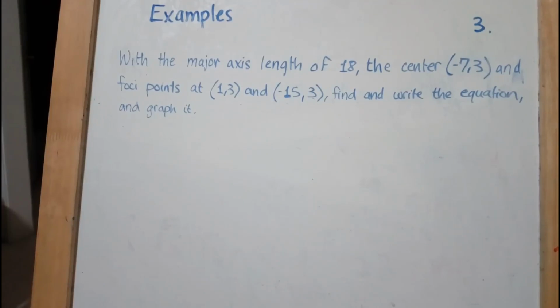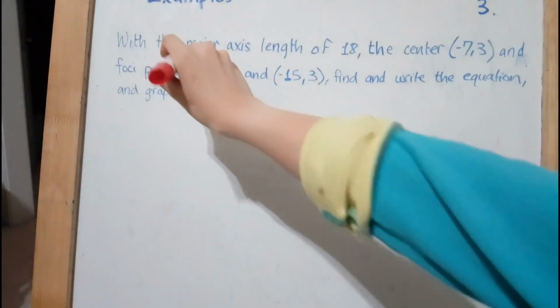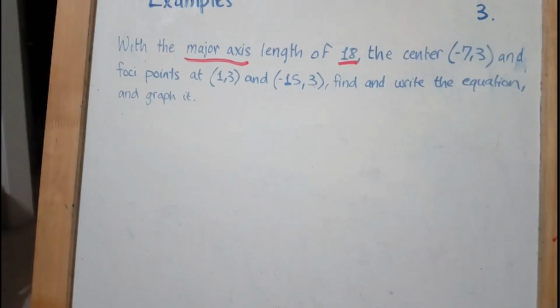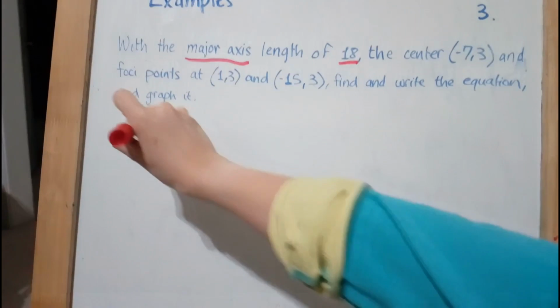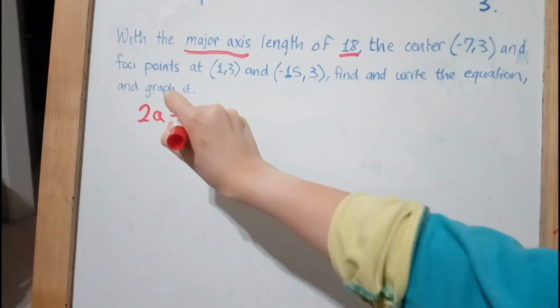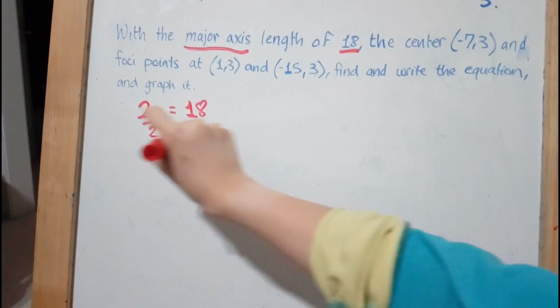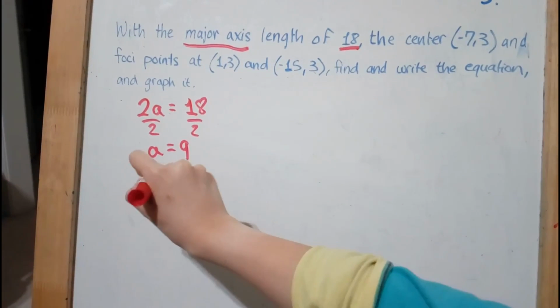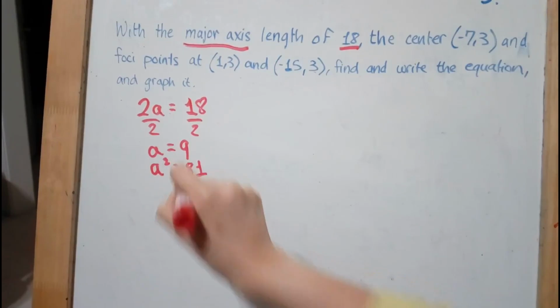Now we can try a bit of a harder example. With the major axis length of 18, the center at negative 7, 3, and foci points at 1, 3, and negative 15, 3, find and write the equation and graph it. So we have the major axis length of 18, and we know that the major axis is equal to 2a. So we can set 18 equal to 2a and find a as 9. So 9 squared would be 81, which is one part of our equation.